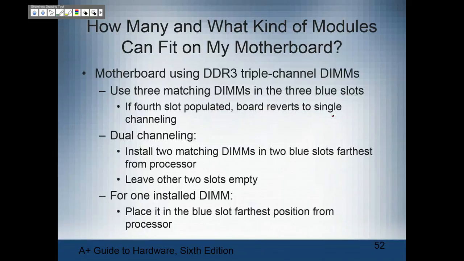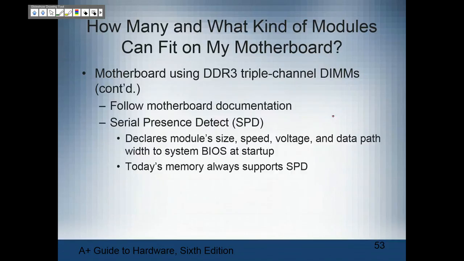Using DDR3, dual channeling, what are we going to do? And remember, for the channeling, if you have an odd number of DIMMs in a dual channel, then you're going to disable the dual channeling. If you have an even number in the triple channel, that's not true. If you put 2 of them in, you'll have dual channel. Put all 3 of them in, you have triple channel. If you put the 4th one in, you disable it.